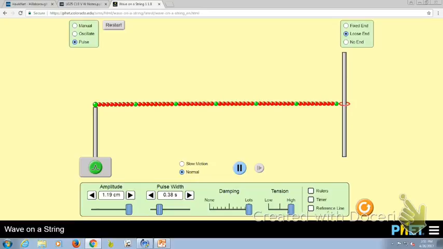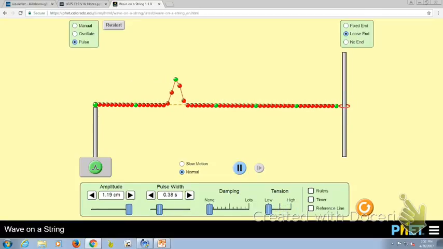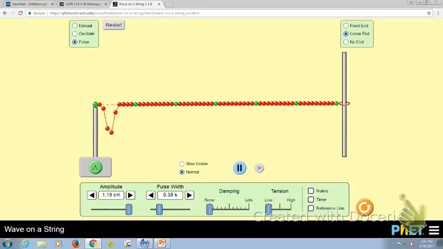Oh, too much damping. Serves me right. No damping. The problem is it's going to bounce back and forth, but let's slow it down a bit then. So I'm going to reduce my tension, so I slow it down a bit. So there's my crest going. And then, woo, here's my crest coming back. So a crest comes back as a crest. And now my trough comes back as a trough. Okay, let's stop that. Let's reset.